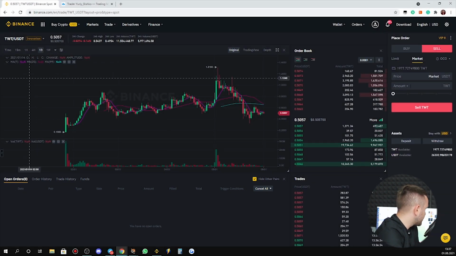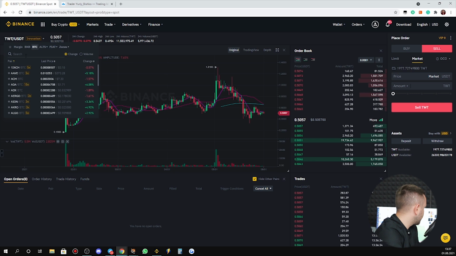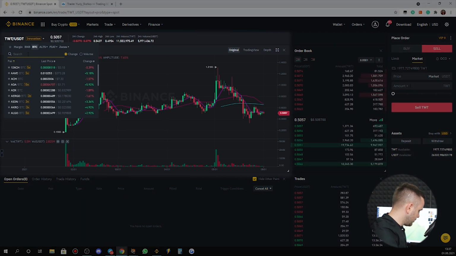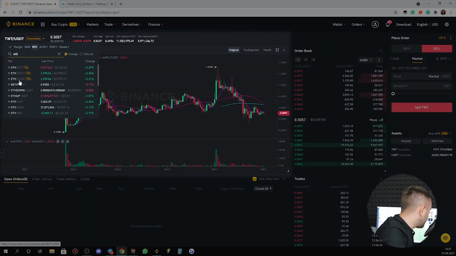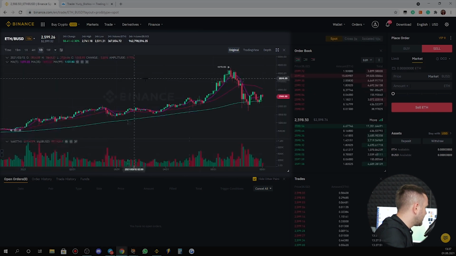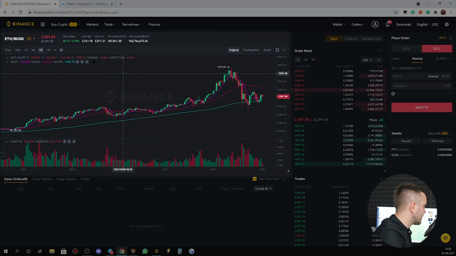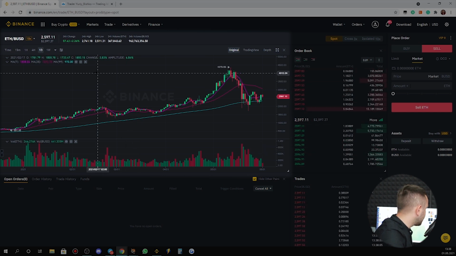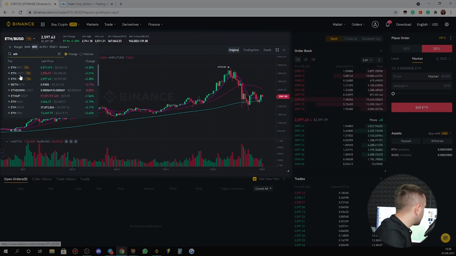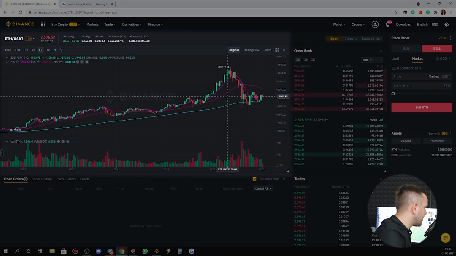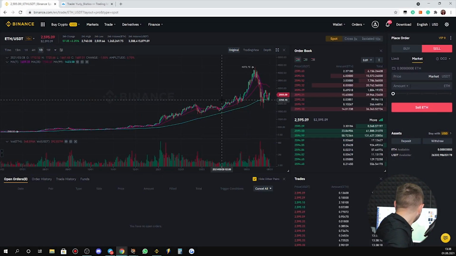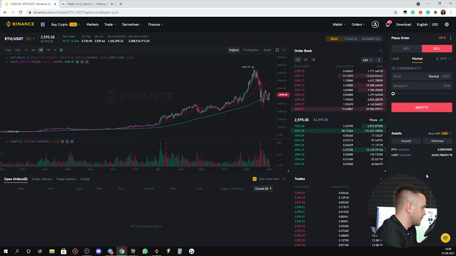Another thing is how to choose another instrument that you would like to trade, for example Ethereum. As you can see, we have Ethereum USDT and Ethereum BUSD. Remember that BUSD and USDT are the same. They are stable coins. BUSD is a stable coin created by Binance, and USDT is a stable coin created by Tether. It doesn't matter what type of stable coin you use, both of them you can use on this exchange.